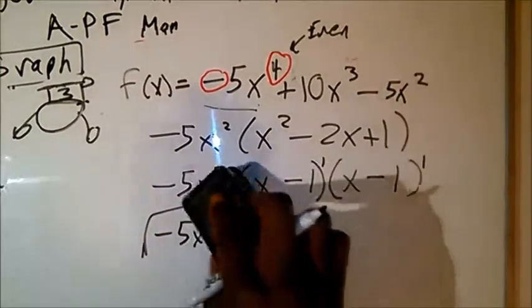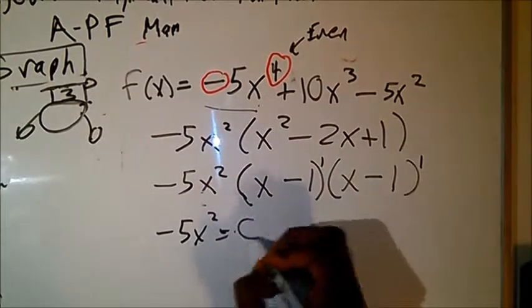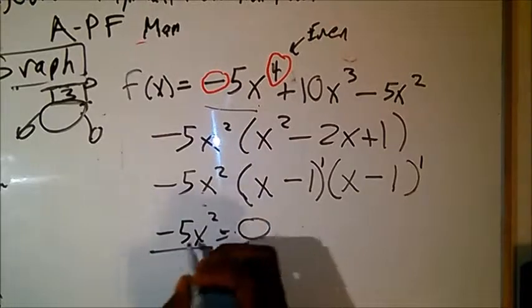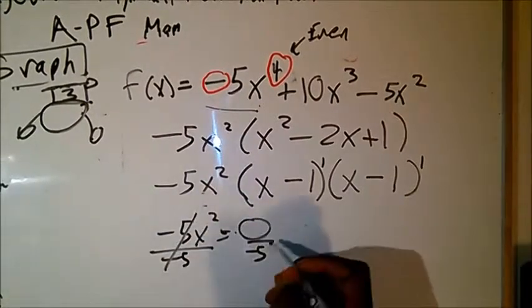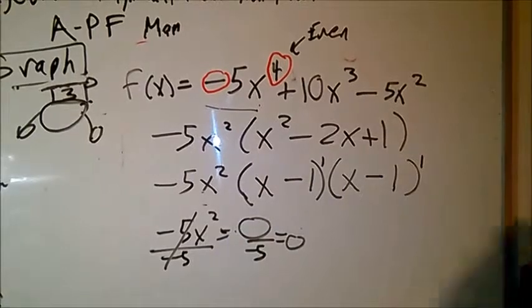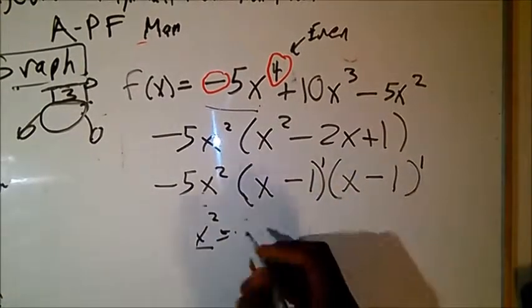I actually made a mistake here. Don't make that mistake. You have to set it equal to 0 and isolate the x. That will cross out. This will equal 0, because 0 over negative 5 is 0. So that's going to be 0.